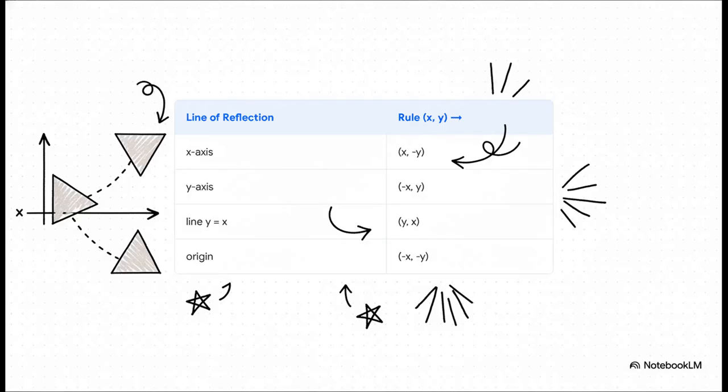Reflections have some super simple rules too, and these are definitely worth tucking away in your brain. Look at this table. If you want to flip something across the x-axis, all you do is flip the sign on its y-coordinate. That's it. To flip it over the y-axis, you flip the sign on the x-coordinate. Each type of reflection has its own predictable little recipe.